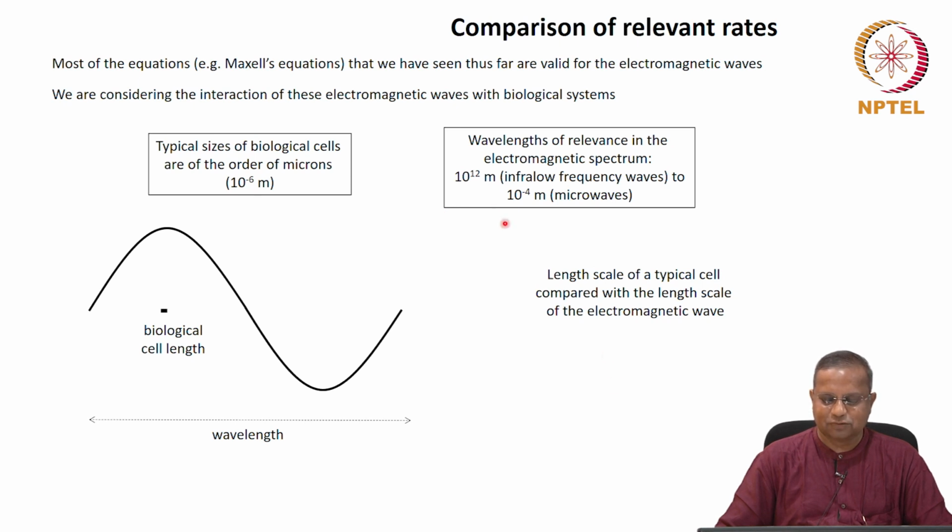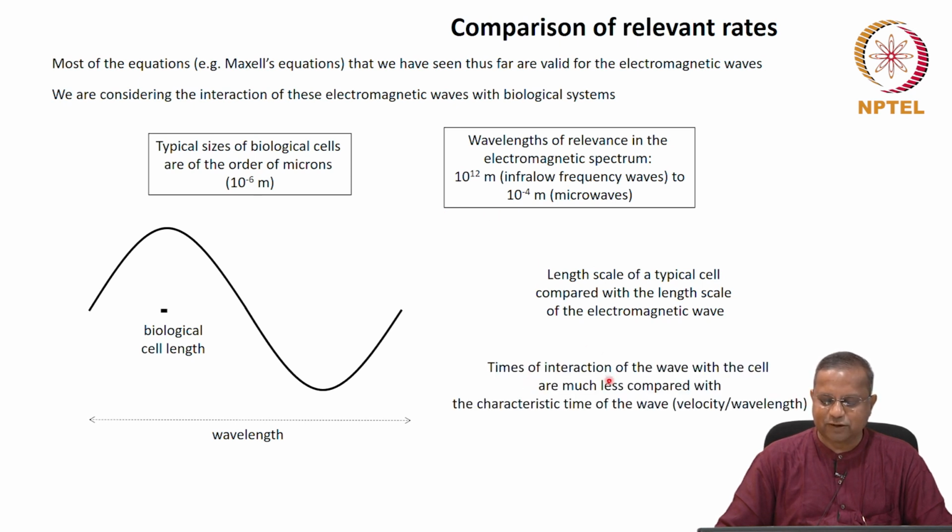Okay, so the times of interaction of the wave with the biological cell are much less compared with the characteristic time of the wave. Or in other words, you take the velocity, 3 into 10 power 8 meter per second, and divide it by the wavelength, you get the characteristic time or frequency, the relevant frequency. 1 by frequency is time.